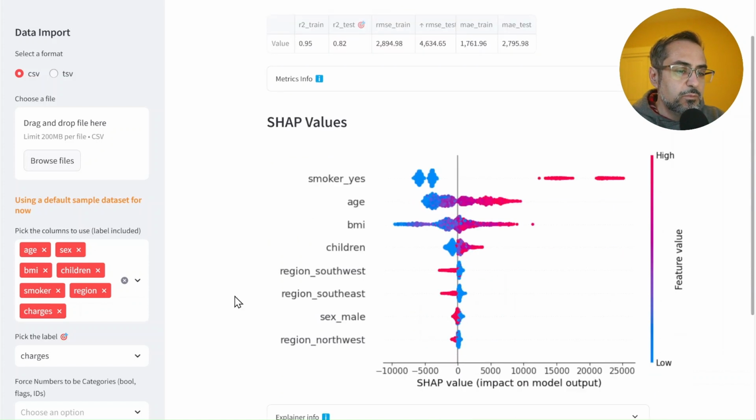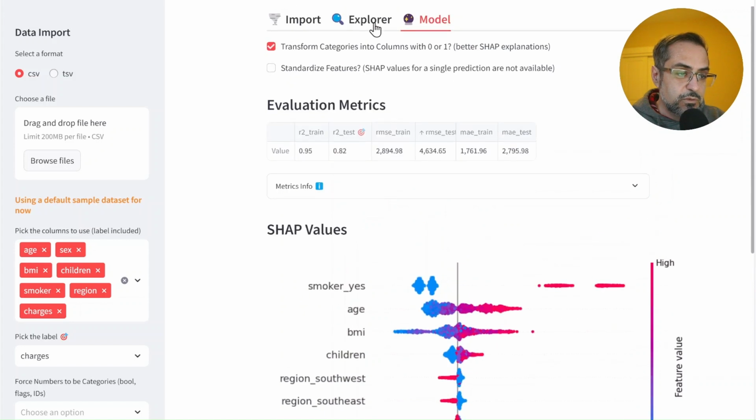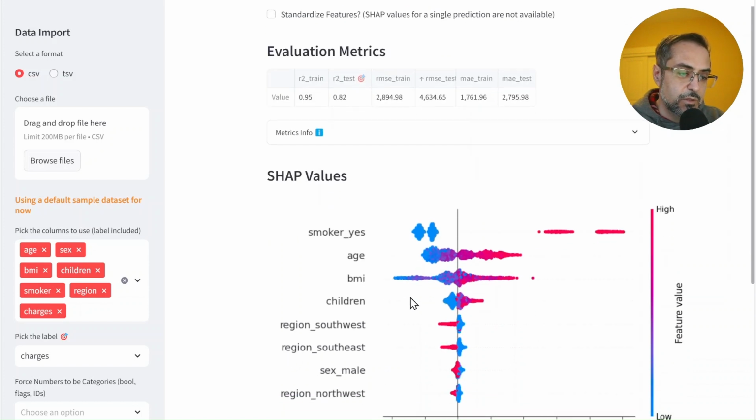And the next step would be to look at the model's explanation. So this kind of looks inside the model and says what things contributed the most to the charge. In this case, they are ordered by importance. So the smoker is the one who contributes the most to the charge. Then age. In age, remember that we saw in Explorer, we already got an intuition that as age goes up, the cost goes up. So it's confirmed here. And then BMI, and etc.